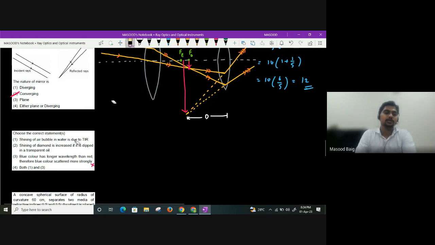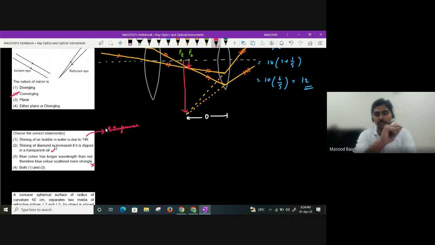Shining of air bubble in water, it is not due to TIR. It is due to interference, guys. We will study this in wave optics again. Interference due to thin films we talk about. The shining of air bubble in water is due to interference. It is not due to TIR. Shining of diamond is increased if it is dipped in transparent oil. Yes, it is a correct statement.